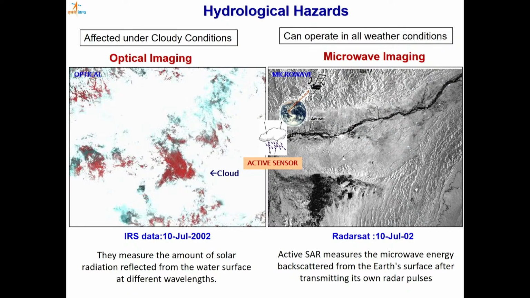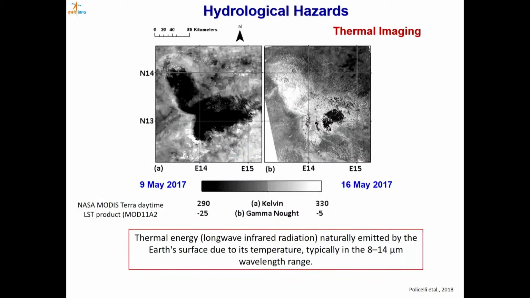Whereas in the microwave, because of the longer wavelength, they measure the microwave energy that is backscattered from the earth's surface. Once the radar emits a pulse, it receives the backscattered energy from the surface, and because of the longer wavelength, they are able to penetrate the cloud, and they are not influenced by ongoing adverse weather conditions, rainfall or haze. Therefore they are able to detect the footprint of the disaster on the ground.